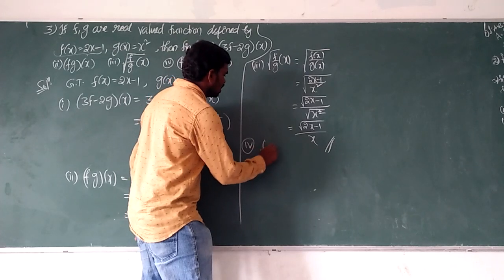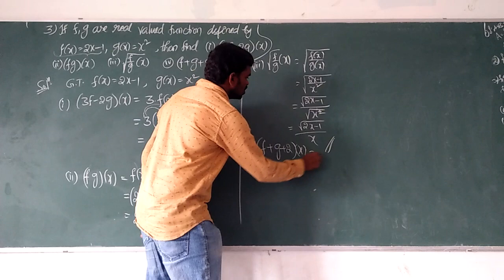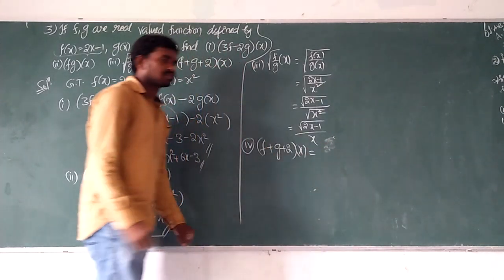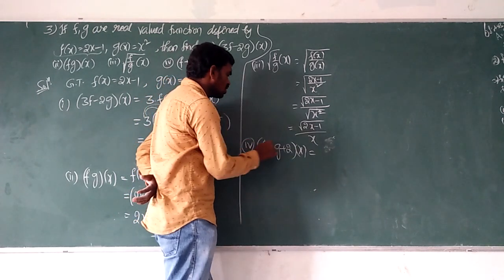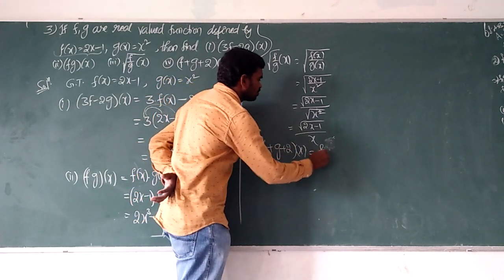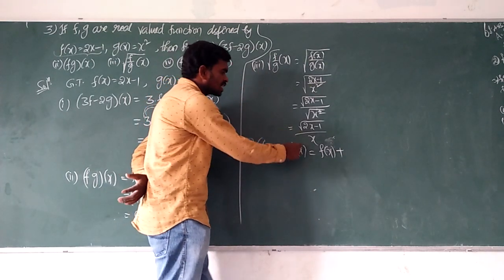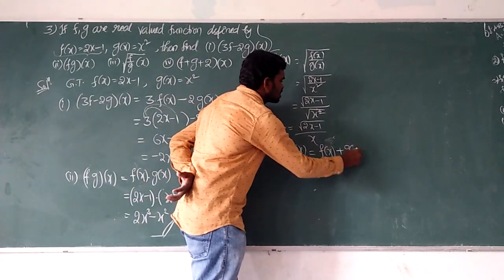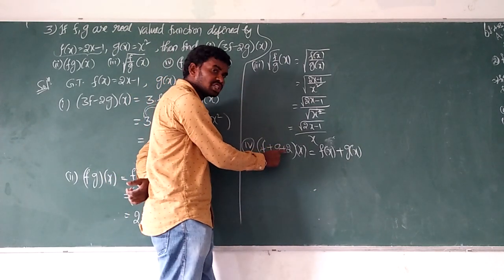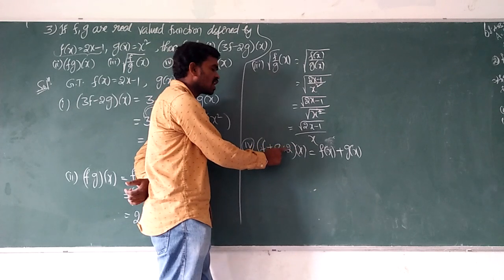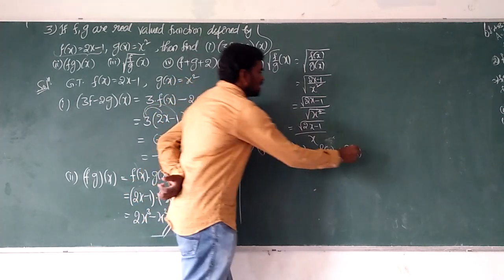Fourth one is what? f plus g plus 2 of x. So which is equal, see here, f is a function in x, so we can write f of x. And then plus g is a function in x, so we can write g of x. And then what is 2? Is 2 a function? No, 2 is not a function. So 2 is just a number, so write it as it is.